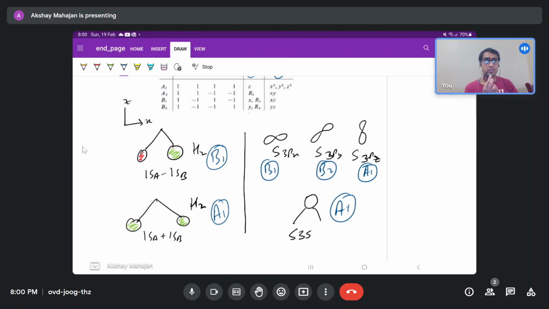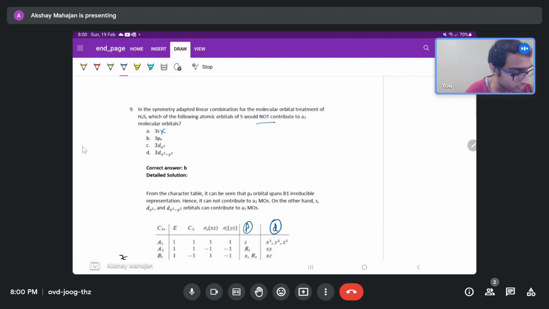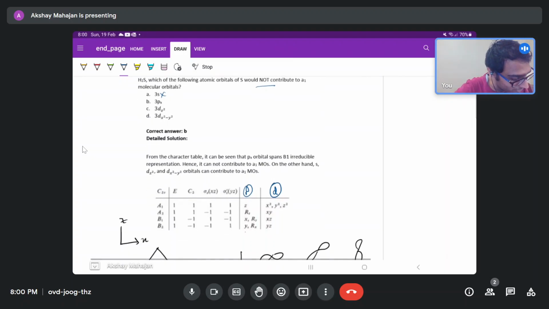For sulfur also the same thing will happen, but in this case it is which of the final atomic orbitals of sulfur would not contribute to the A1 molecular orbital. So we don't need to go into this for the p orbital and d orbital. 3s will contribute to the A1. 3px you can see will contribute to the B1, it will not contribute to this, so this should be the answer. 3dz square, you can see for d, will contribute to A1, and the dx square minus y square will also contribute to A1.